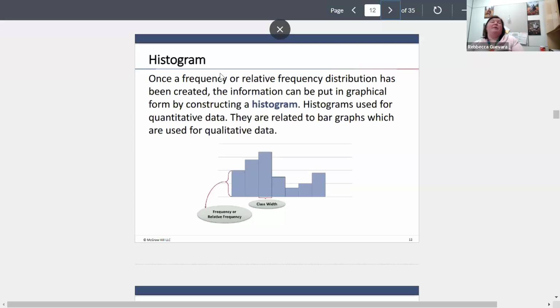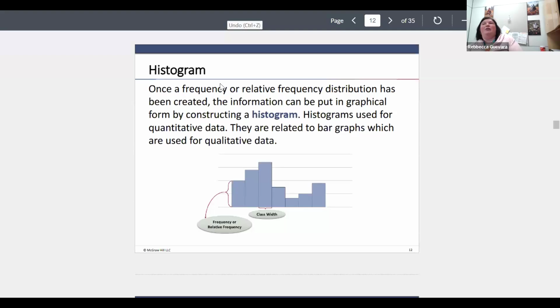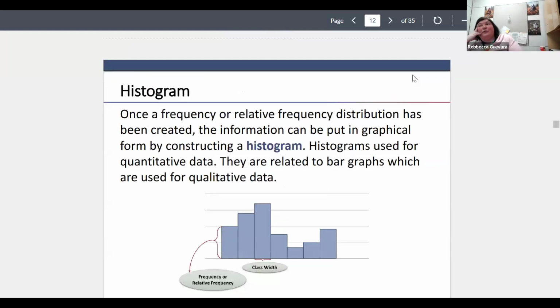So the histogram is essentially kind of like a bar chart. There's just some big difference here. But once a frequency or relative frequency distribution has been created, information can be put in a graphical form by constructing what we call a histogram.